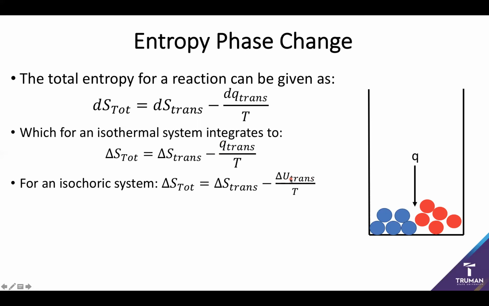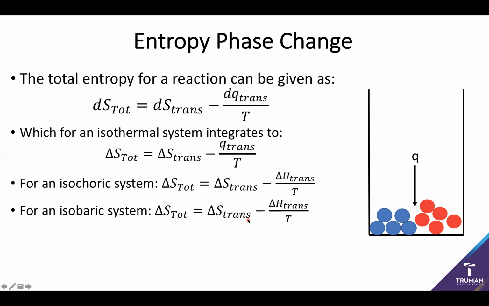However, we're not typically chemical engineers. Instead, we're chemists. So instead, we often work under isobaric conditions, and my heat becomes the change in enthalpy of a transition, for which we've already developed a good set of descriptions of how to find the enthalpies of phase changes. So this is a very nice way to approach the problem.